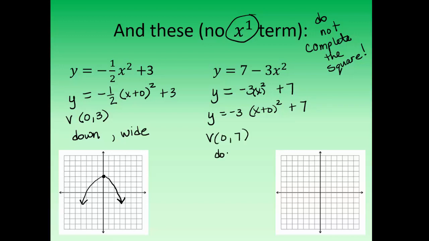It opens down because the negative 3 is negative, and because the absolute value of that is 3, which is quite a bit bigger than 1, it's going to be narrow. So here's our vertex at 0, 7. Let's put a scale on there. Okay, and it opens down and it's narrow, so something like that. All right, so there's several examples. You should be ready to do all kinds of parabolas on your homework now.